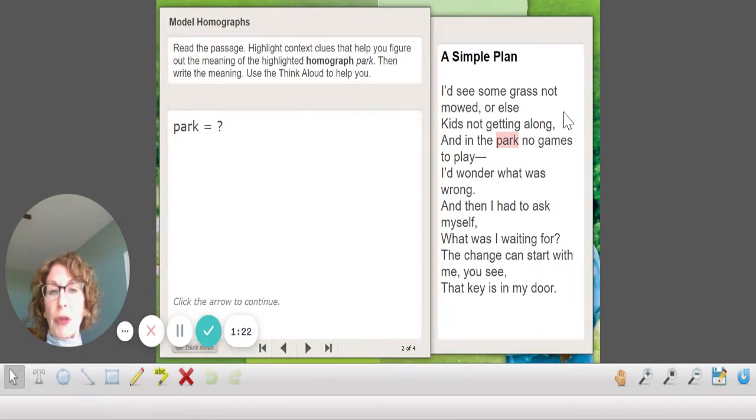All right, well, let's just stop and think for a moment. Ask yourself, what context clues did you hear or see that help you determine the meaning of the homograph park? Well, I recall hearing the word grass and kids and the phrase no games to play. So in my mind, I'm positive I know what they mean by this homograph park. Let's go ahead and check our thinking. So I'm going to go ahead and highlight no games to play. And of course, the meaning of this homograph park would be land set aside for recreation. Yep, land set apart for recreation.